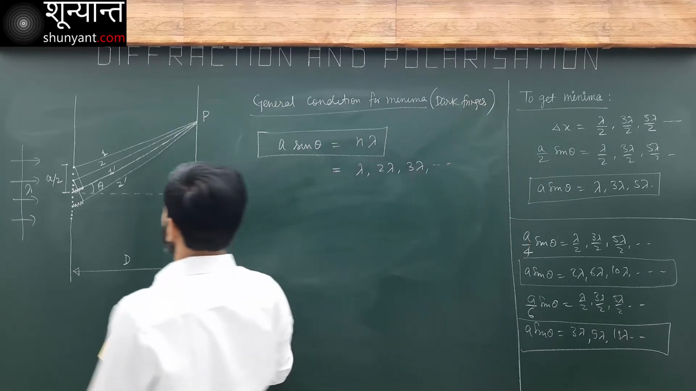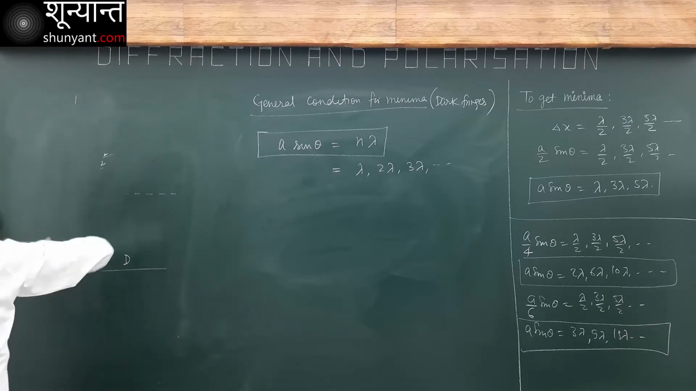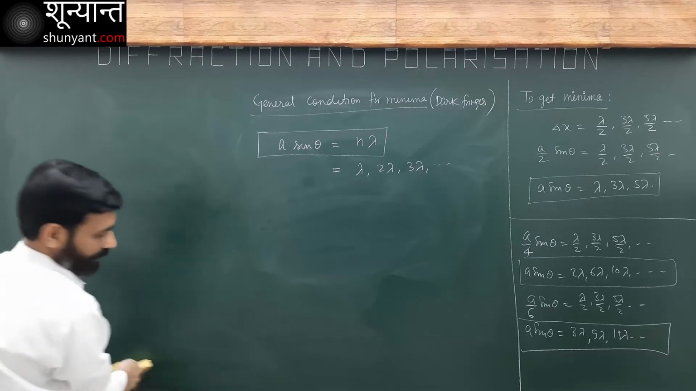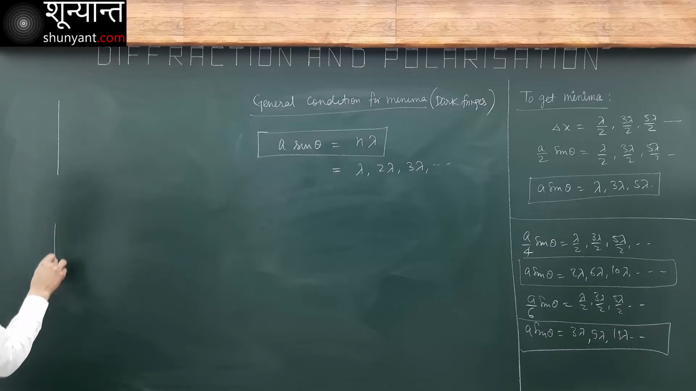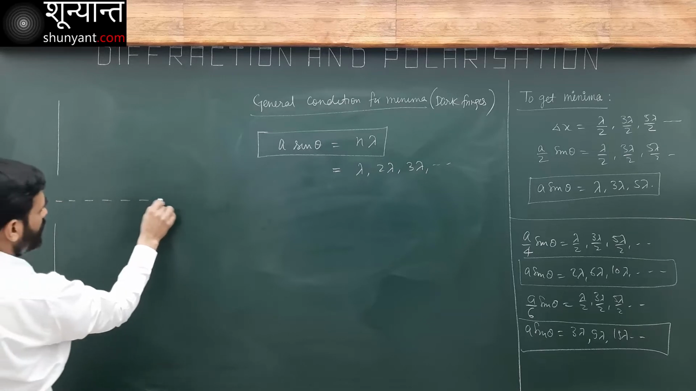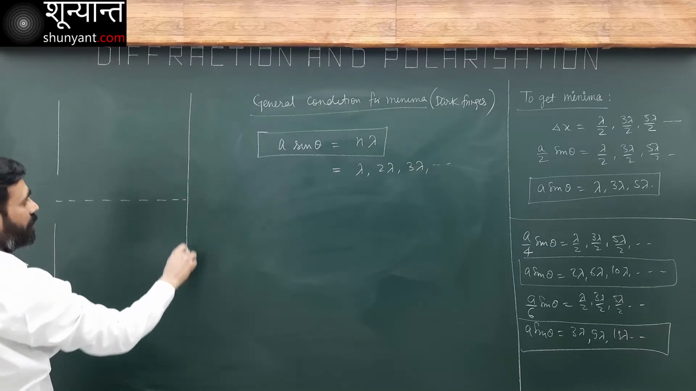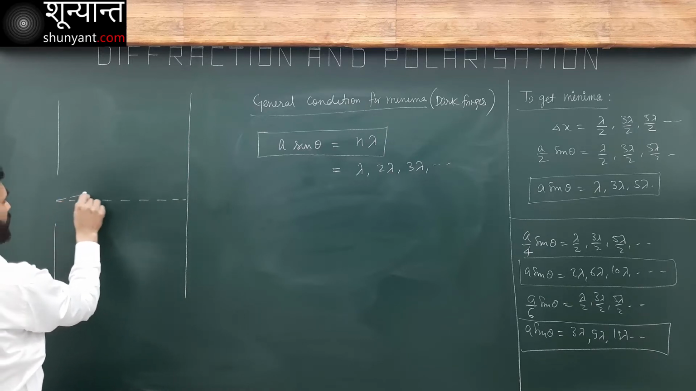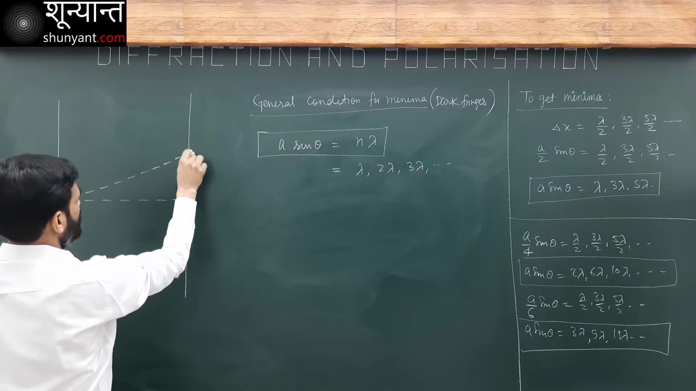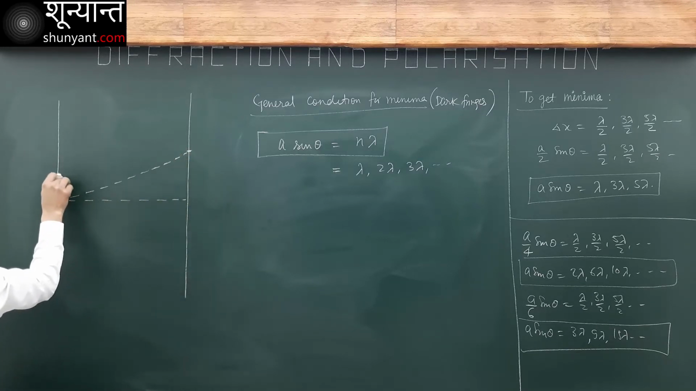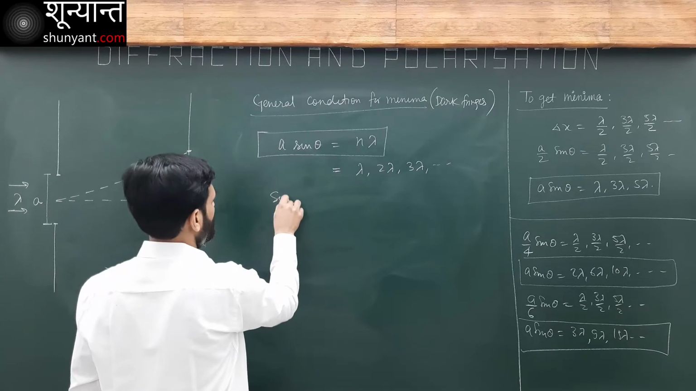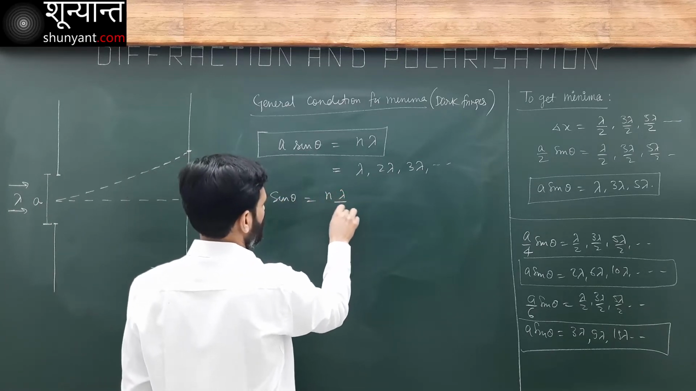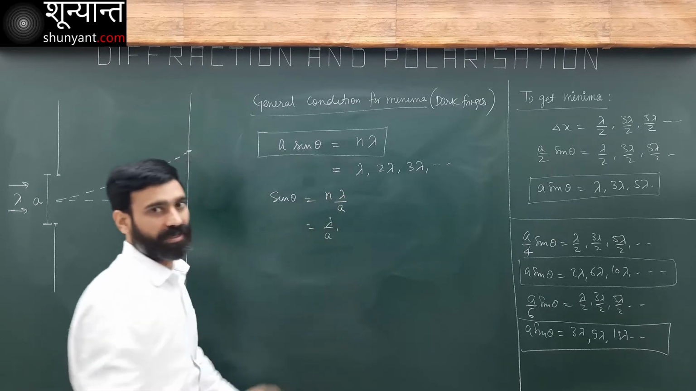So I am going to write this here. I have this aperture. This is my aperture. This is theta. This size is A. This light is lambda. So what will be sin theta? Sin theta is equal to n times lambda over A. It will be lambda over A, on both sides. Do you understand this?